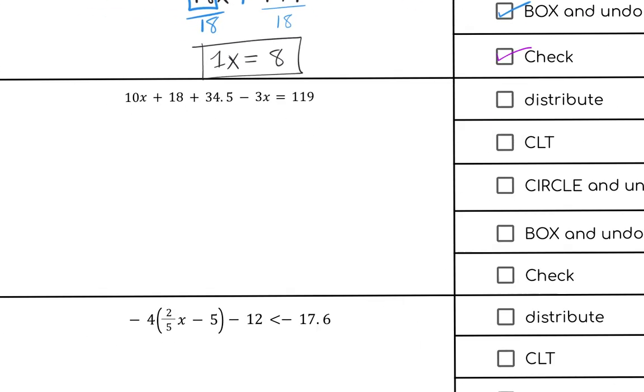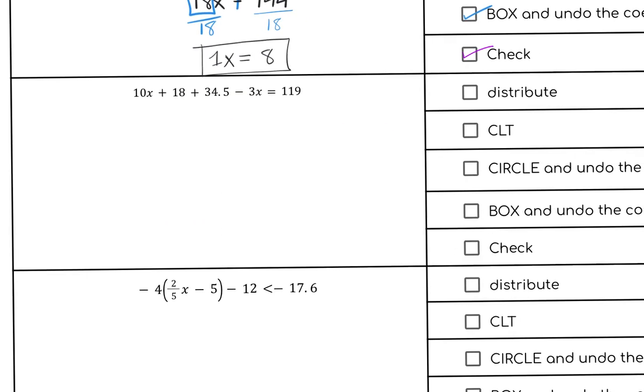All right, next one. 10x plus 18 plus 34.5 minus 3x equals 119. So I don't see any parentheses to distribute, so I don't need to do that step. But we do have some like terms that we can combine. So 10x and minus 3x are like terms. That minus has to go with the 3, you guys. And then 18 and 34.5 are like terms. All I've done is rearrange like terms to be by each other.